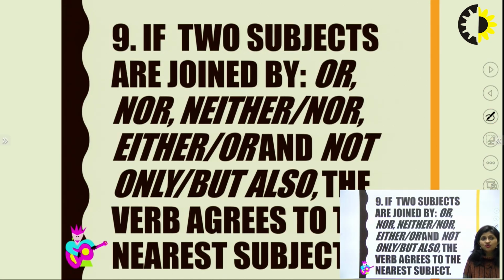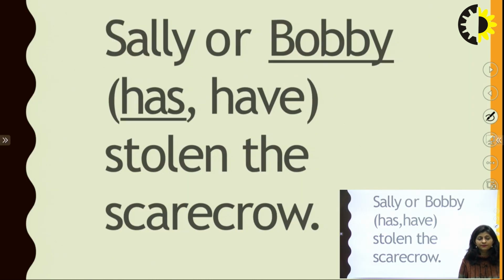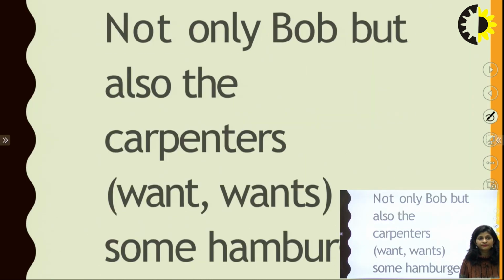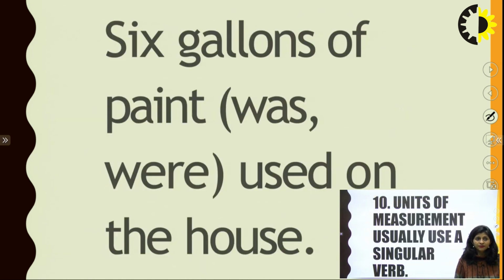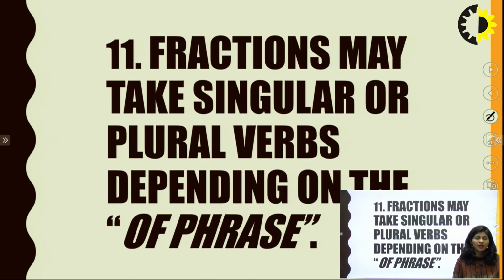If two subjects are joined by or, nor, neither nor, either or, and not only but also, the verb agrees with the nearest subject. Again, understand this rule: if two subjects are joined by or, nor, neither nor, either or, and not only but also, the verb agrees with the nearest subject. Units of measurement usually use a singular verb. Fractions may take singular or plural verbs depending on the of phrase.